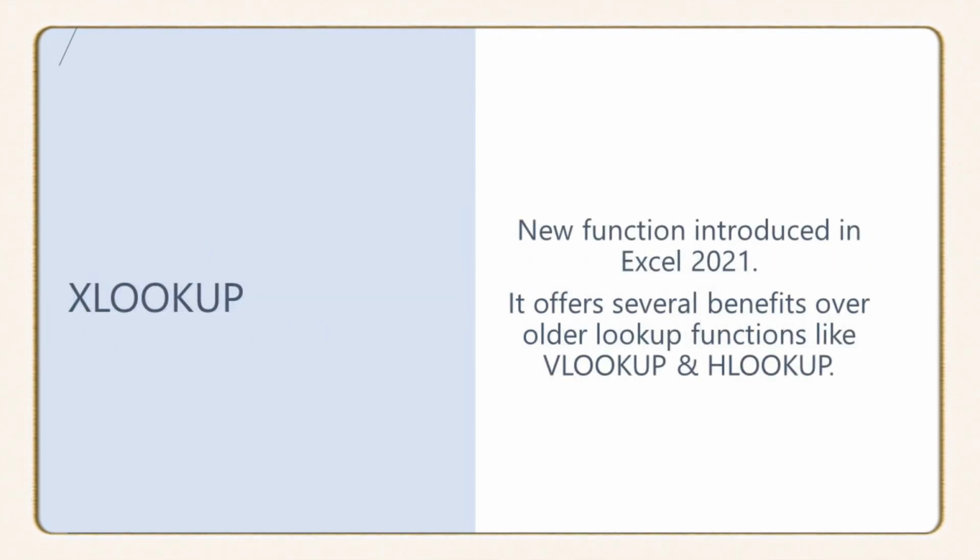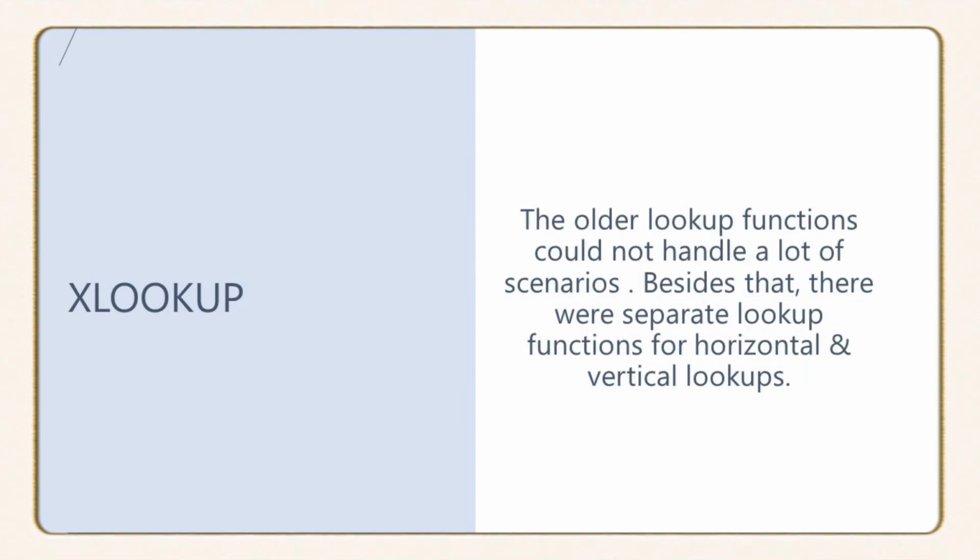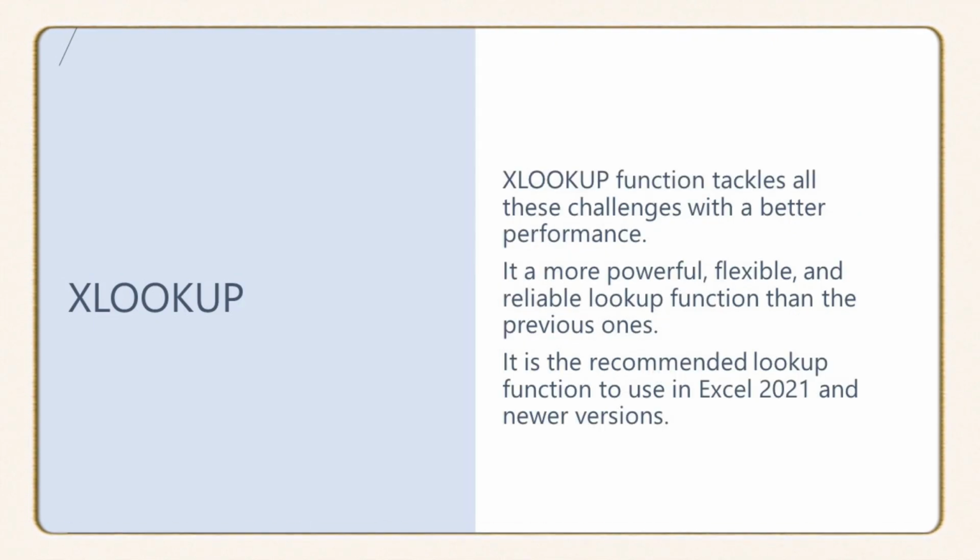XLOOKUP is a new function that was introduced in Excel 2021. It offers a number of benefits over older lookup functions like VLOOKUP and HLOOKUP. The older lookup functions could not handle a lot of scenarios discussed later in this video. XLOOKUP function tackles all these challenges with a better performance. It's a more powerful, flexible and reliable lookup function than the previous ones. So it is the recommended lookup function to use in Excel 2021 and newer versions.